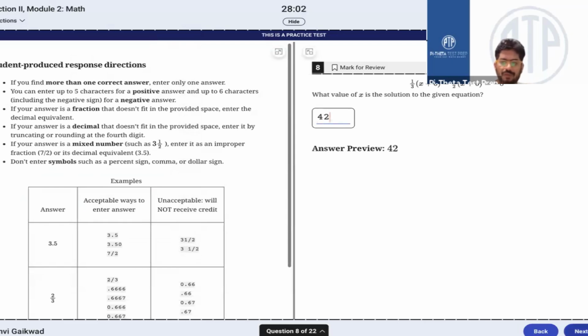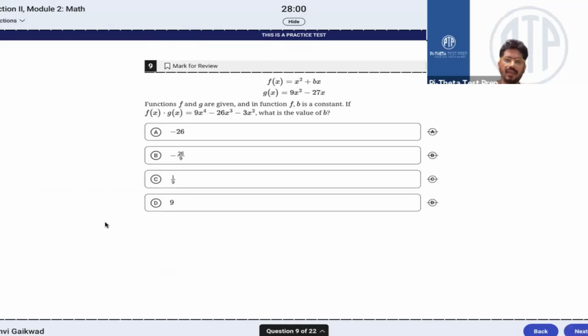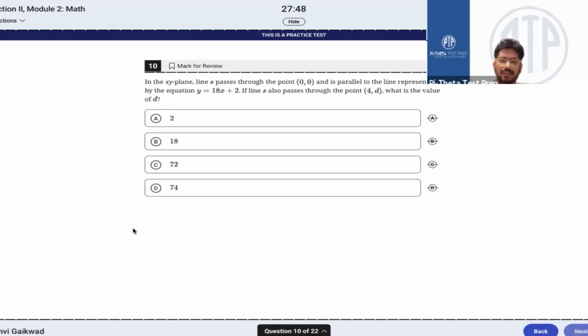Always read the last line of the question. They're telling you function f and g are the function. Now, bit complicated, right? f of x is given, g of x is given. Then they are multiplying f of x into g of x. Lot of things we have to do. We have to process it. We can mark it for review and go at it in the next round.